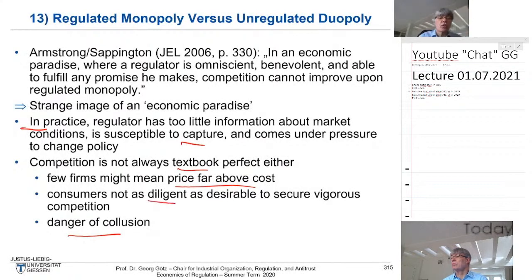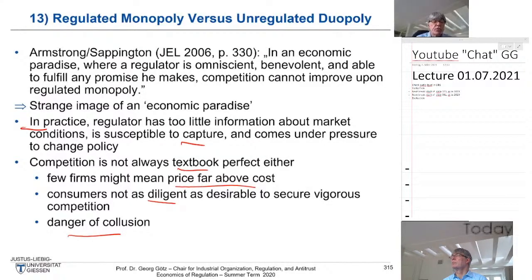So consumers are not as diligent, as Armstrong and Sappington put it, as desirable to secure vigorous competition. In the notes, I give you an example from the United Kingdom about the behavior of consumers in electricity and energy markets more generally, like the gas market as well. It is shown that they don't switch suppliers even though they could save a lot of money. And similar things hold for Germany.